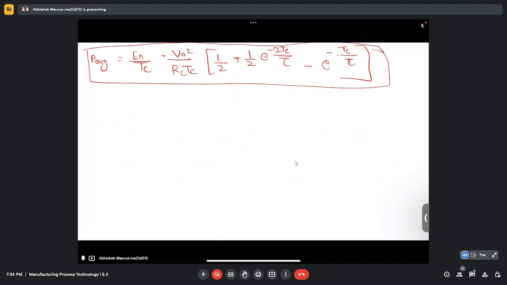And now we will have a relation between the average power and some variable, which is the ratio of TC by tau. Tau was nothing but RC times C. So we can assume this ratio as another variable that is called Y, just for simplification. If we do like that, then we can get an equation something like this.